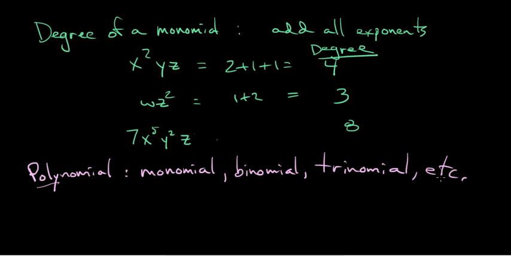Monomial, binomial, trinomial, etc. What does that mean? That means 1 term, 2 terms, 3 terms, or more terms. Okay? The degree, and let's change color again and move this thing up a little bit.